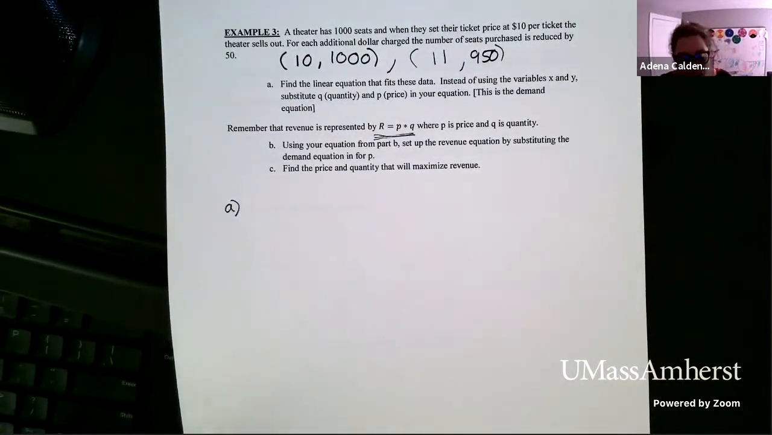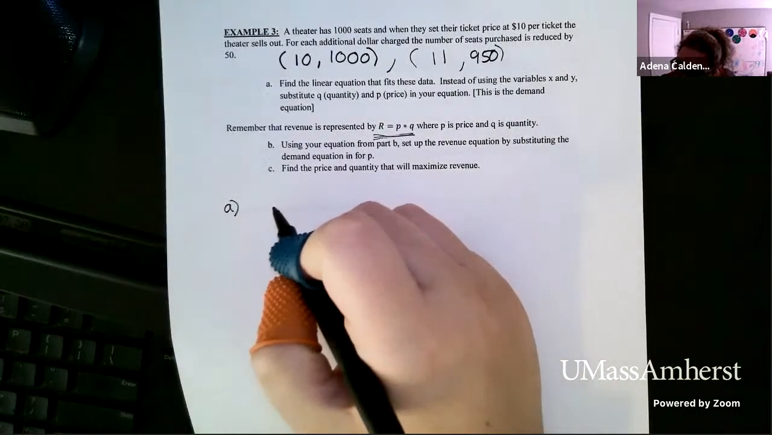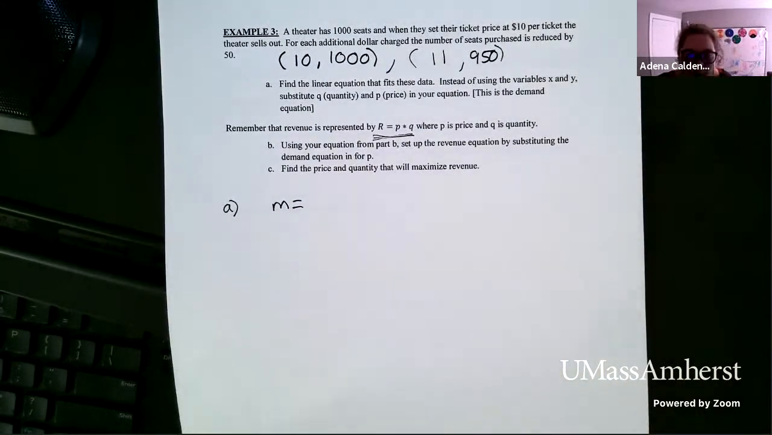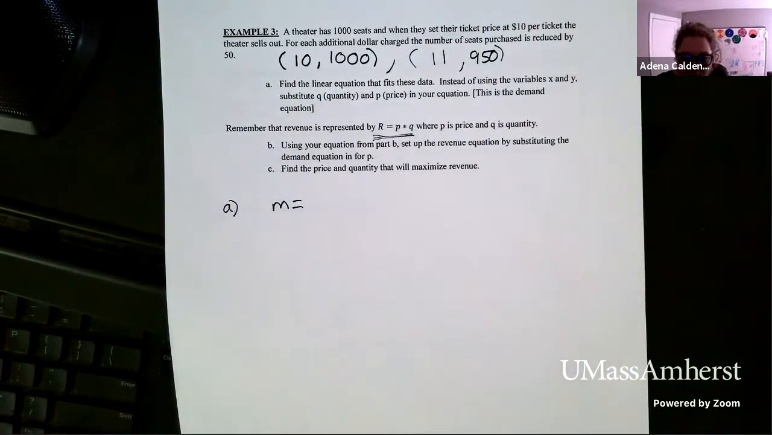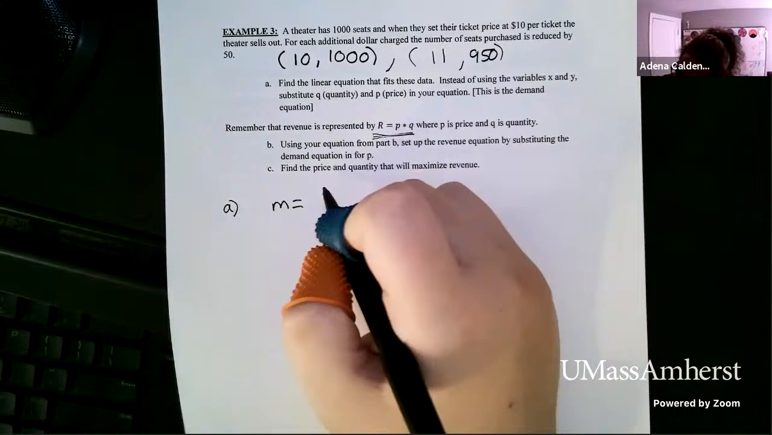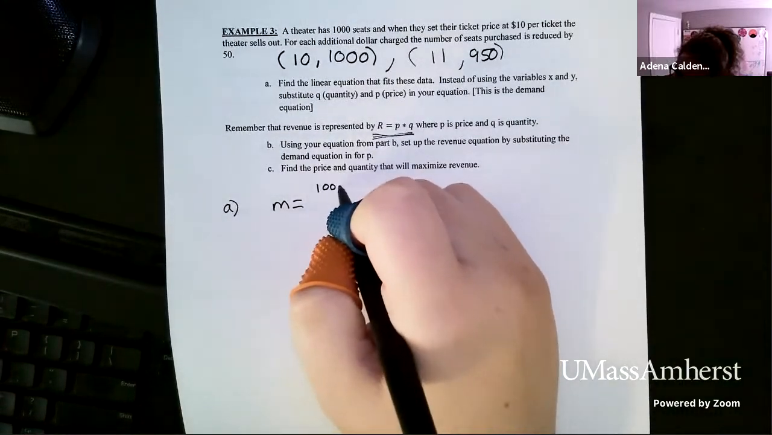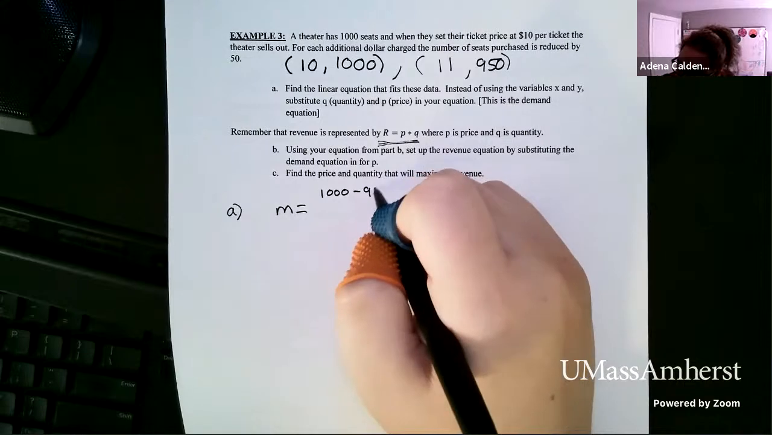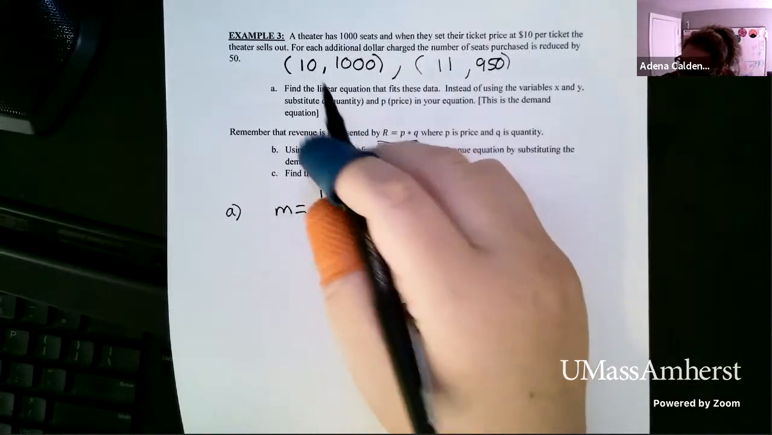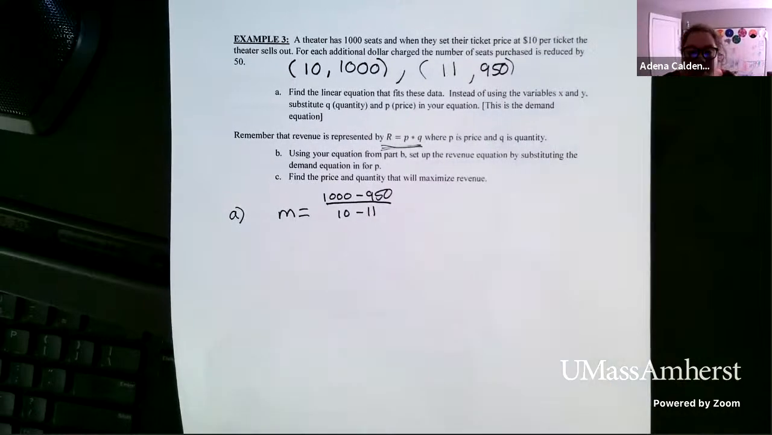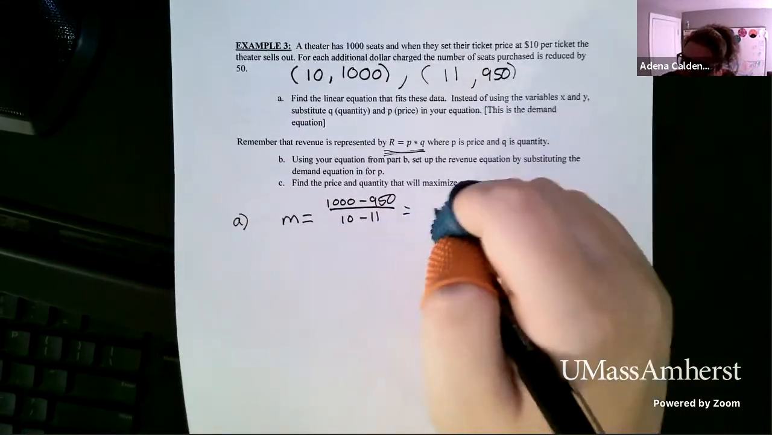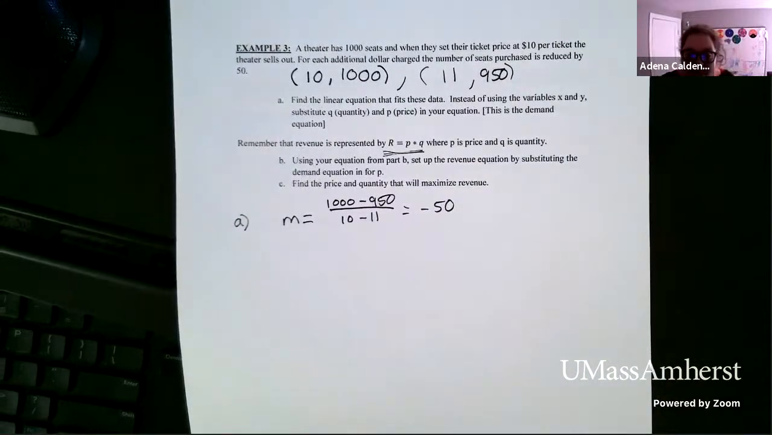So like I said, you can do this y equals mx plus b and then change the variables, or you can just start with the variables. I will start with y equals mx plus b just so we're clear where the things are coming from, and then I'll change the variables at the end. To do y equals mx plus b, we're going to need a slope and a point. We have some points that we can use, but to get the slope, we're going to do the change in y over the change in x. So we have 1,000 minus 950 divided by 10 minus 11. Okay, so that's going to give us a slope of negative 50.